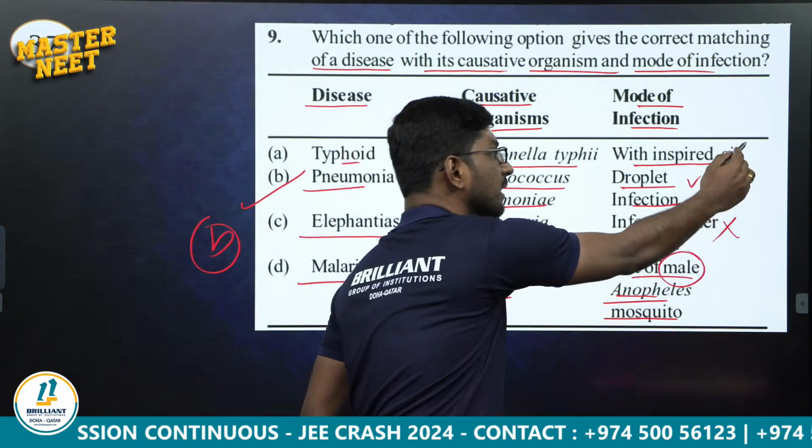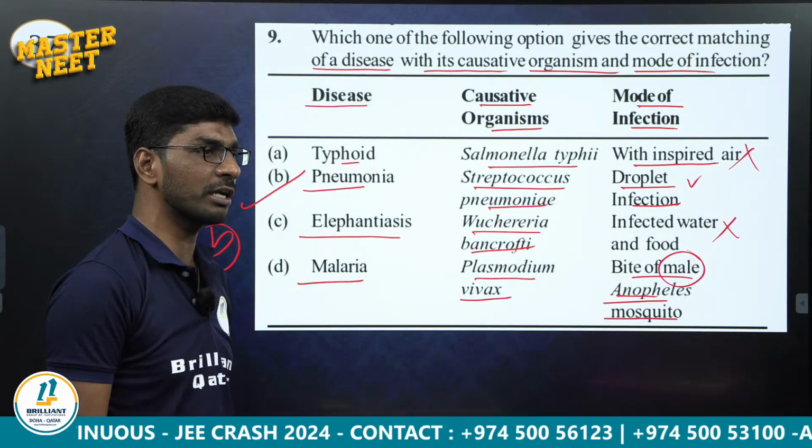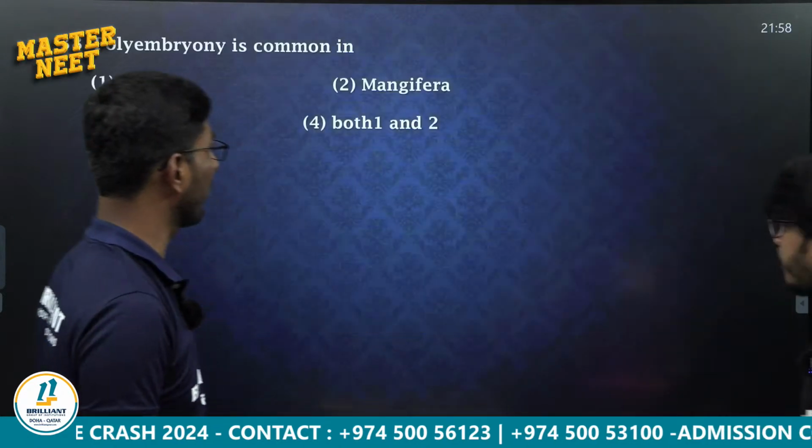Typhoid is not by inspired air, beta. It is contaminated food, right? So the correct answer is option B. Absolutely correct. Next question, sir. Next one.